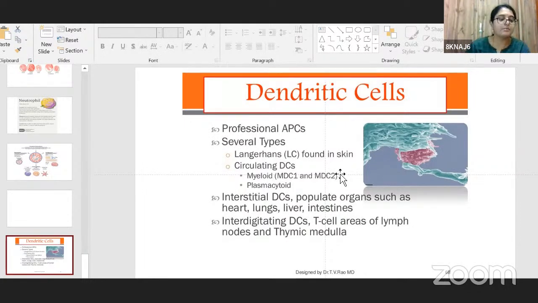So this is all about the cells of the immune system. I will end my class right now. Tomorrow you're going to see the organs of the immune system, then you're going to see the antigens as well. So this is all for today.